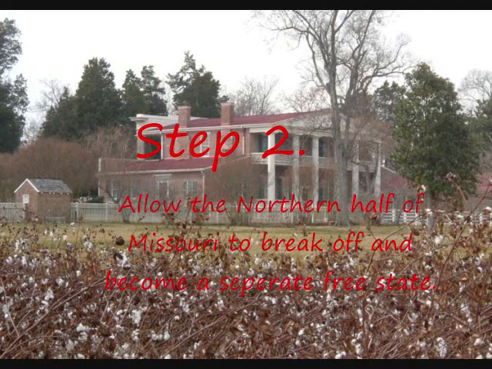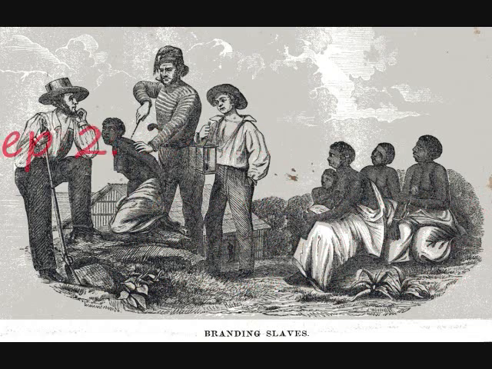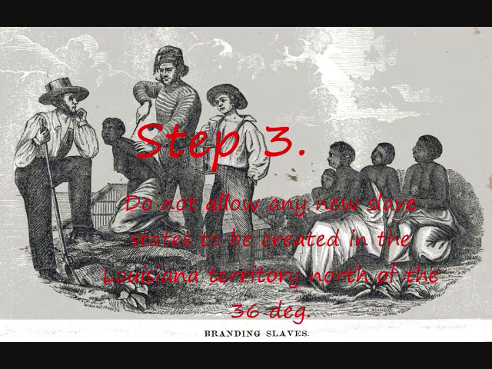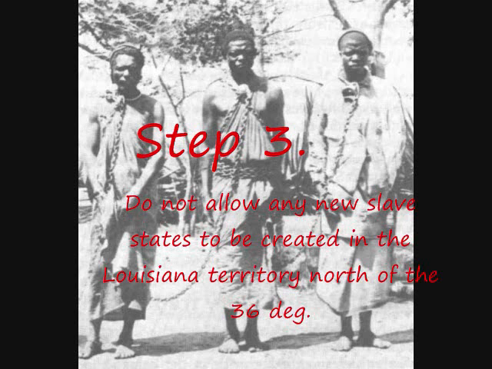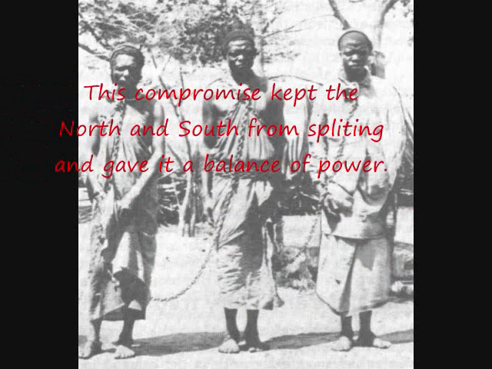Step 2. Allow the northern half of Missouri to break off and become a separate free state. And step 3. Do not allow any new slave states to be created in the Louisiana Territory north of the 36th degree. This compromise kept the North and South from splitting and gave it a balance of power.